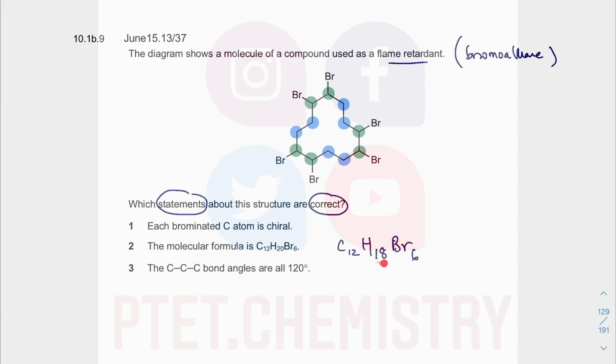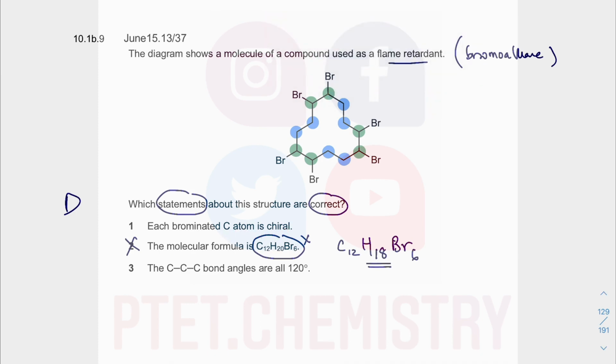Guess what? I have 18 hydrogen because there's 2, 4, 6, 8, 10, 12, 13, 14, 15, 16, 17, 18. It's 18 hydrogen. It's not 20 hydrogen. Number 2 is wrong. That means only 1 is correct, because if number 2 is wrong, there can only be 1. Each brominated carbon atom is chiral.